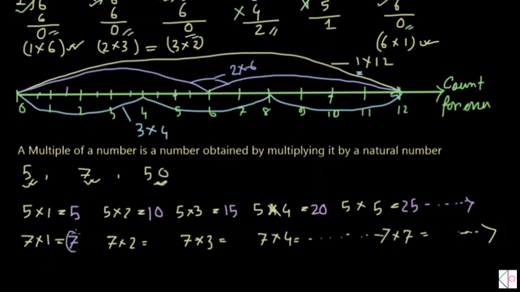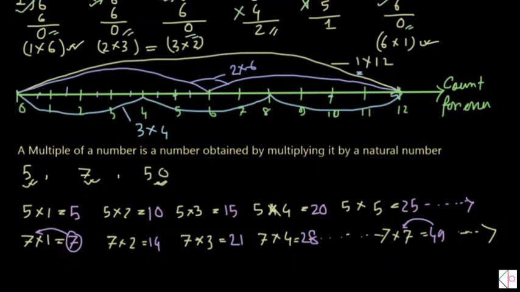7 ones are 7. That is a multiple of 7. That is the first multiple. Next one is 14. Here it is 21. 21 is a multiple of 7. Here it is 28. That is also a multiple of 7. And here it is 7 times 7, which is 49. Okay, 49 is a multiple of 7.